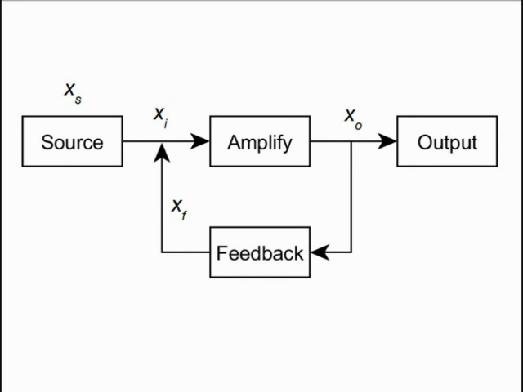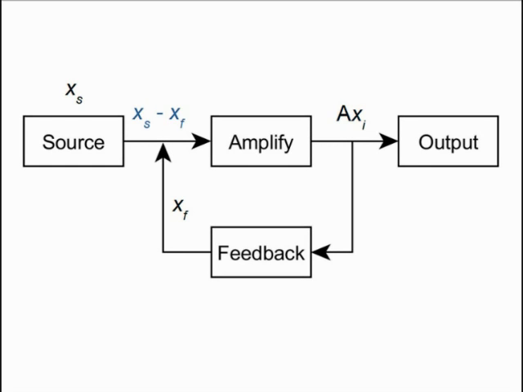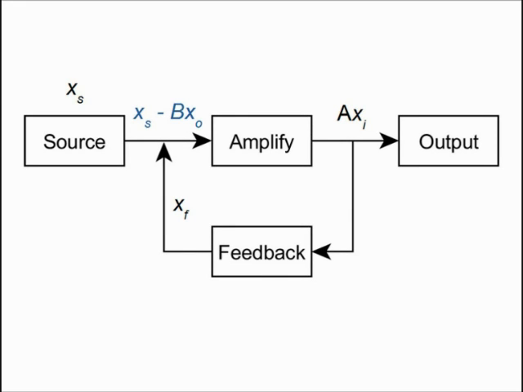Now let's attempt to model this. The signal going to the load is XO. You can say XO is equal to A XI, right? Because it's going through the amplifier A. But XI is actually the input signal XS minus the feedback XF, which is some multiple of XO. So we say that XI is equal to XS minus B XO.